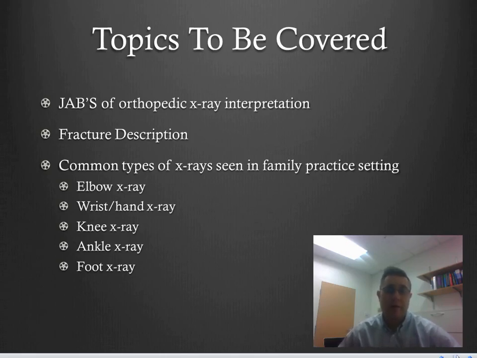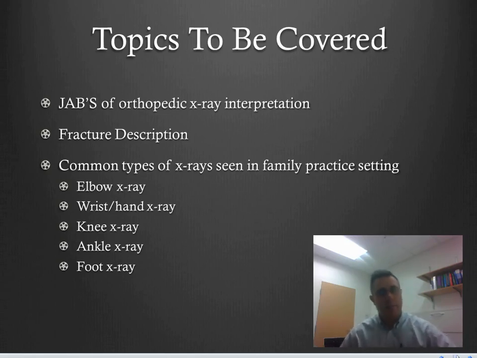We're going to go over how to describe a fracture. When you're talking to an orthopedic surgeon or when you're writing in your note, you're going to have to describe that fracture. And also knowing how to describe it and understanding the different parts of how fractures can be displaced or angulated, that kind of stuff, is going to help you in your treatment, which we'll do in another presentation right after this.